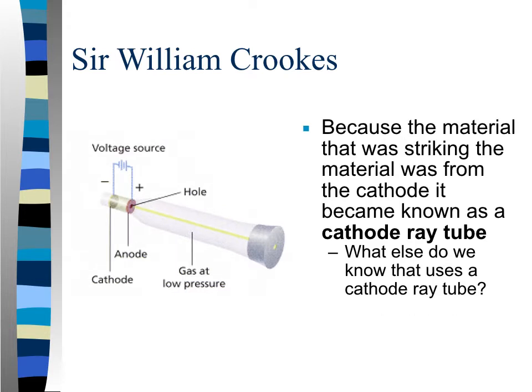Because the material that was striking the other material was from the cathode, it became known as a cathode ray tube. It just as easily could have been known as an anode ray tube, but we call it a cathode ray tube. Because the material was coming from the cathode side, the negative side, we know that those are negative particles. This was all work done by Sir William Crookes.